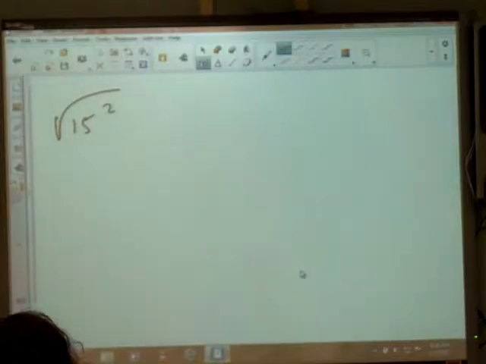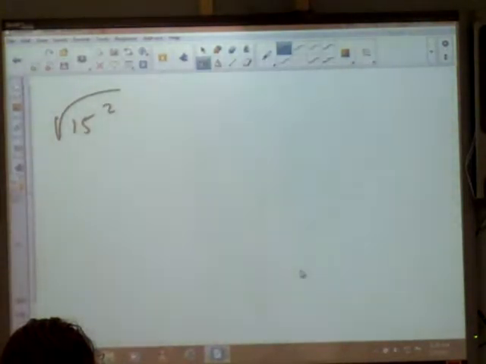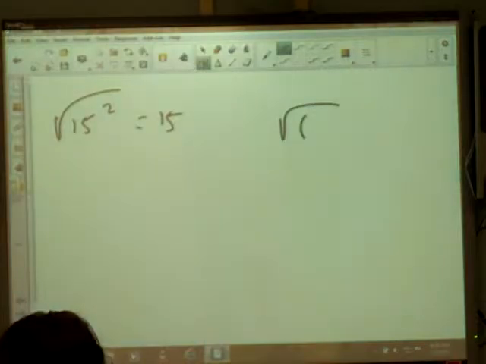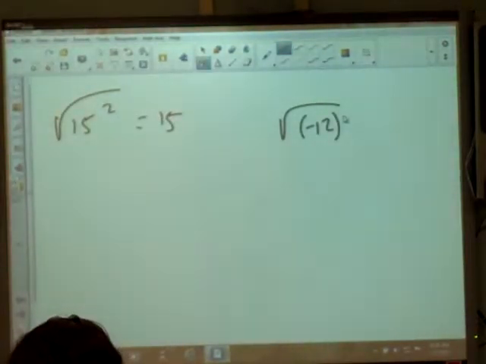All right, this says the square root of 15 squared. The square root of 15 squared. 15. Very good. The square root and the squared just cancel out. Simple on that. Okay. This one says the square root of negative 12 squared.